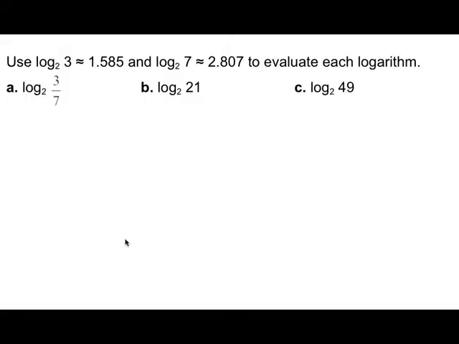So for the first few, I have three examples here. I want to evaluate these. Now if you look, all of them have a base 2, but none of their solutions are values we can find on our exponent table. So we're going to have to use the product and quotient rules in order to find these values. The first one, log base 2 of 3/7. When I think about that, I think of 3 divided by 7.